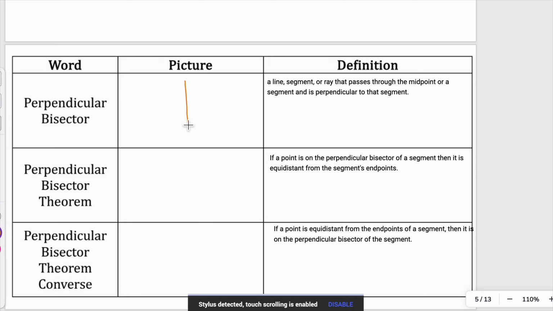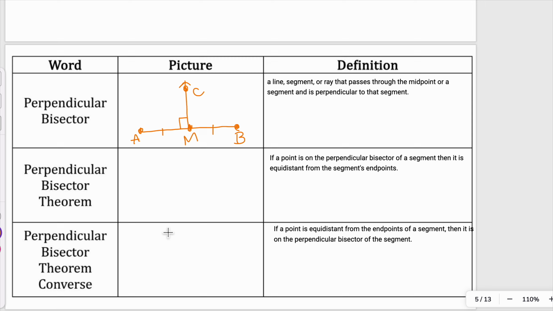First off, we got a perpendicular bisector, and I'm going to label this A, point M, and then point B. And we're going to notice that M is the bisector of AB, and we're seeing a perpendicular relationship from M to, we can even say, ray MC.